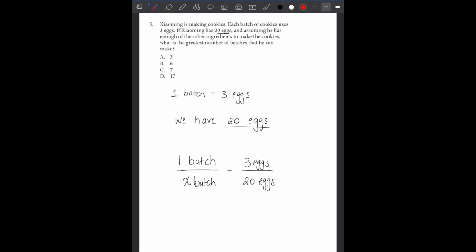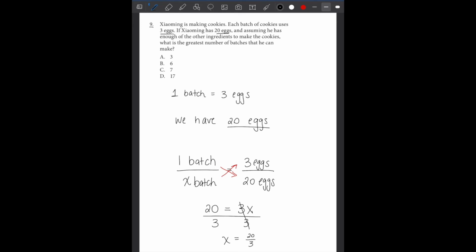So now we're going to cross multiply. So we have 1 times 20 is 20. We're going to bring down that equal sign. And 3 times x is 3x. So to get rid of that 3 from the x, because we want to solve for x, we're going to divide by 3. Divide by 3. And then we have x equals 20 over 3. This is our answer. To figure out what 20 over 3 is, we're going to do long division.